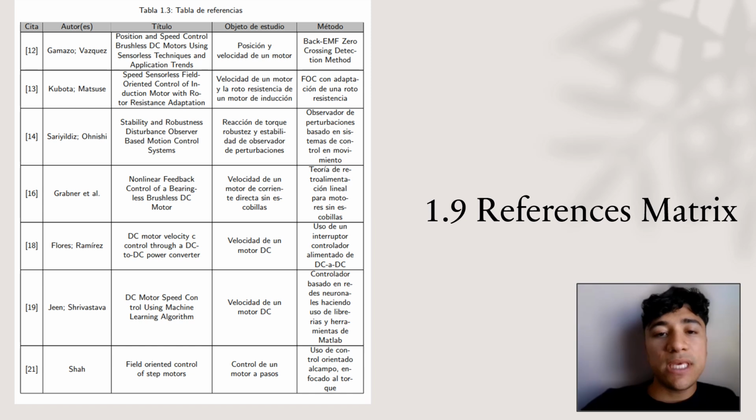At the end, we have this reference matrix where we are going to gather all the references that we use, and we're going to create a relationship with all of them. For example, we can have here the title number, then the author, then the title, and then the object of study, which means what the reference is going to be about, and then the method, which is the way that the authors came to a result, came to a solution.